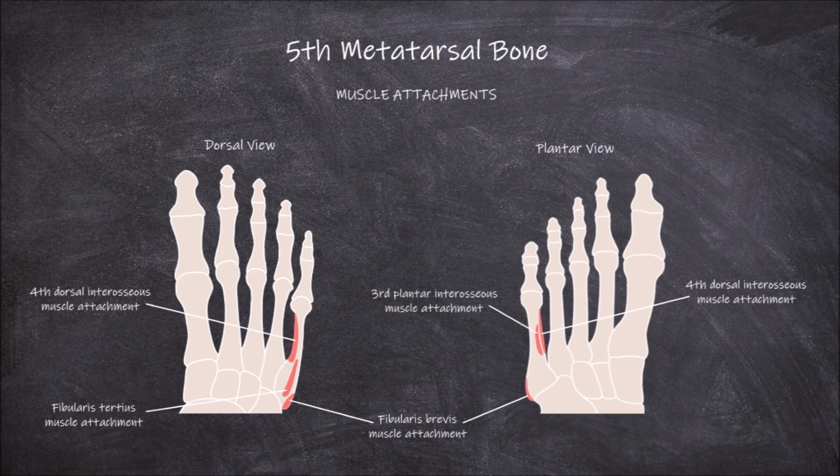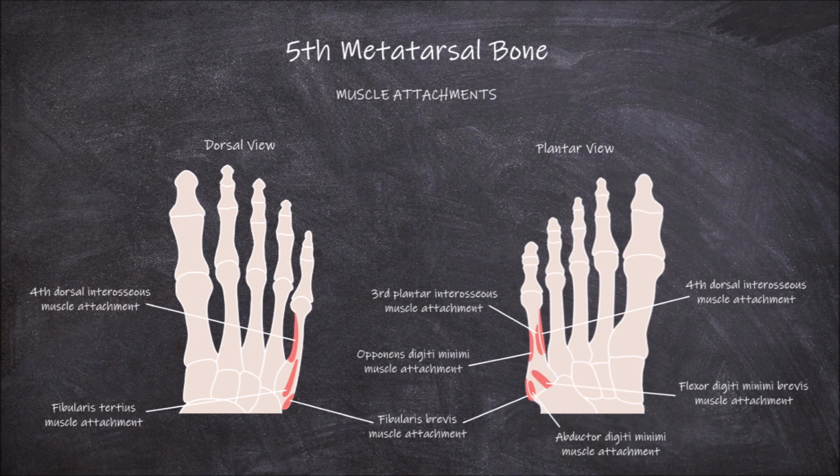The third plantar interosseous muscle attaches to the medial plantar surface of this bone. The opponens digiti minimi muscle attaches to the lateral surface of this bone. The tendon of the abductor digiti minimi muscle attaches to the plantar surface of the base of this bone. A portion of the flexor digiti minimi brevis muscle originates from the plantar surface of the base of this bone.